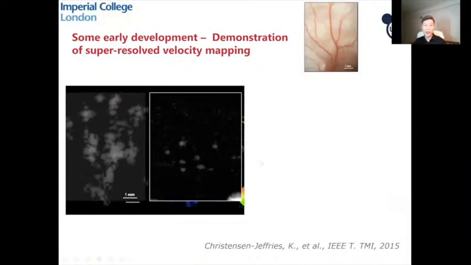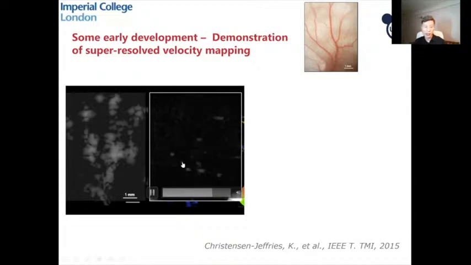This is actually the first in vivo demonstration of not only super resolution, but super resolved velocity mapping. What you're looking at here is the optical image of this structure, and this is the conventional ultrasound image. You can see it's quite blurred. But when we put in the bubbles and look at the image over time, you can see these individual bubbles moving around this vessel. These are just like cars moving around on a road.